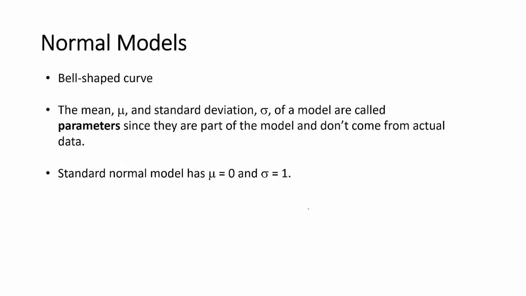So let's talk a little bit more about that. A normal model is that bell-shaped curve that I just drew. And when we make a model, remember, we're not dealing with the actual data anymore. We're dealing with these new numbers called z-scores. We say that the mean and the standard deviation of the model are now called parameters. They're not the actual average of the data or the standard deviation of the data. These are the mean and the standard deviation of the z-scores.